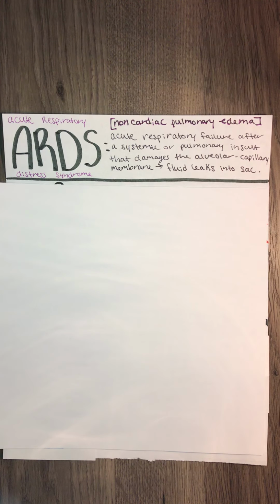ARDS, or acute respiratory distress syndrome, is an acute respiratory failure after a systemic or pulmonary insult that damages the alveolar capillary membrane, which allows fluid to leak into the alveolar sacs. We can think of this as a non-cardiac pulmonary edema. So like pulmonary edema, there's a fluid buildup, but unlike pulmonary edema, it occurs after a direct insult to the lungs rather than problems with the heart itself.